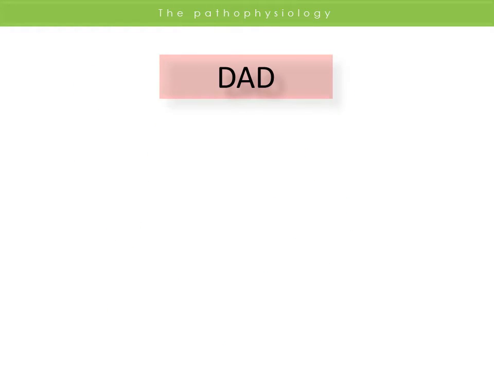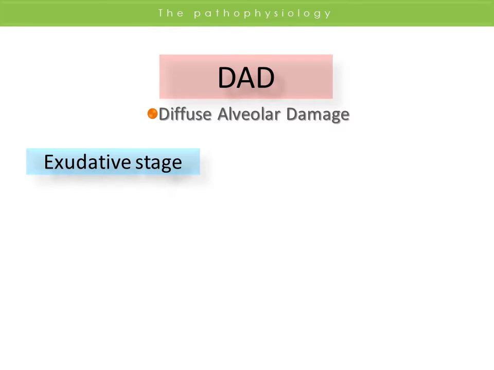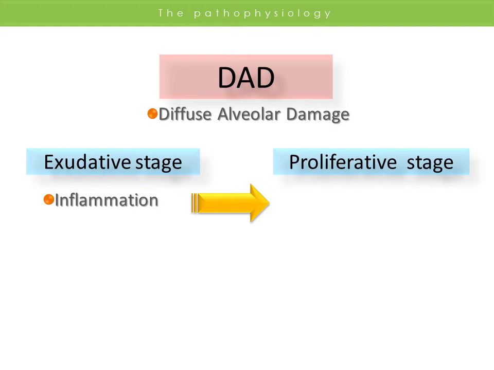Generally speaking, the pathophysiology of ARDS can be represented by the word DAD, which represents diffuse alveolar damage. It's also of importance to know that the exudative stage is a stage of inflammation, while the proliferative stage is a stage of repair and fibrosis.